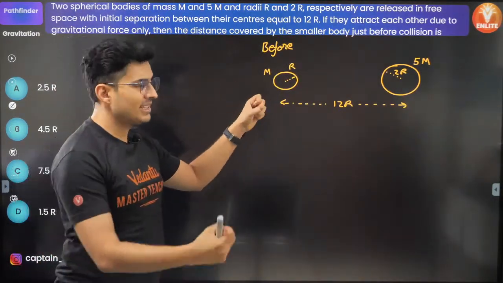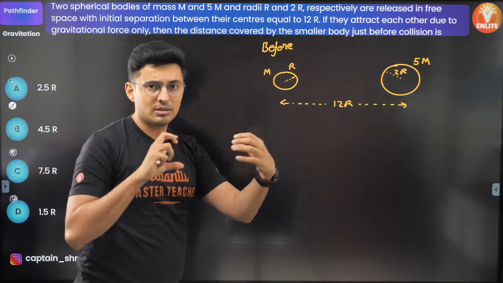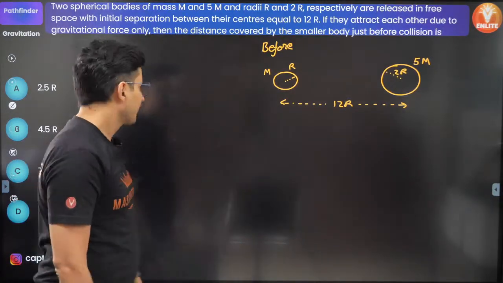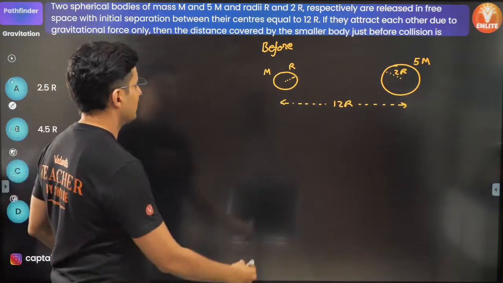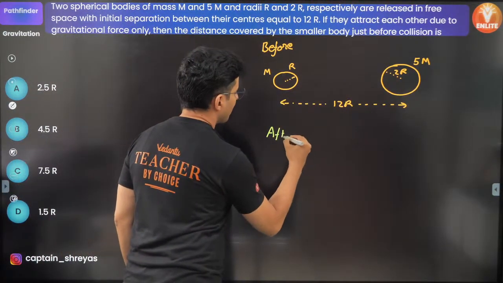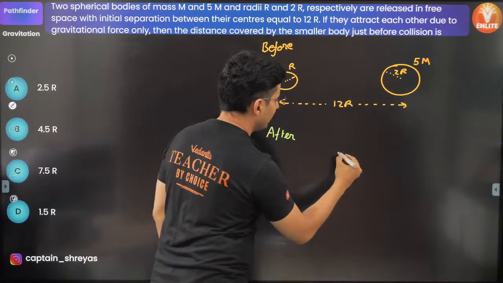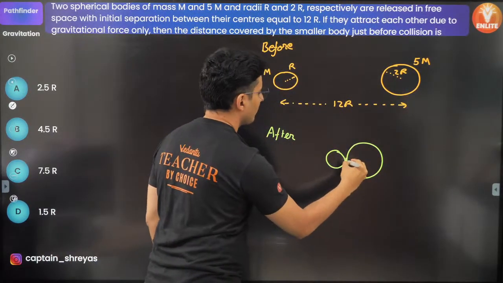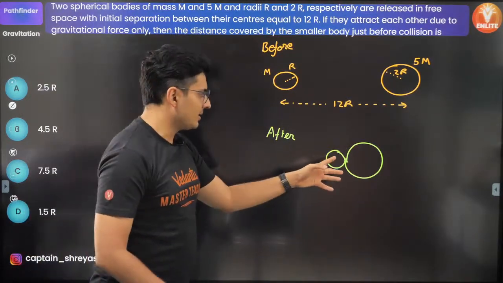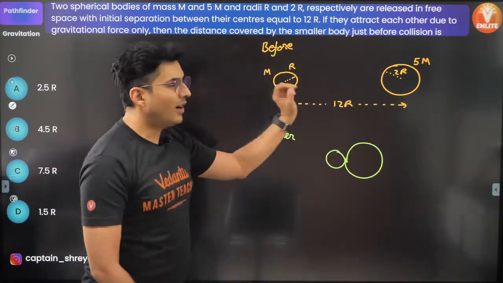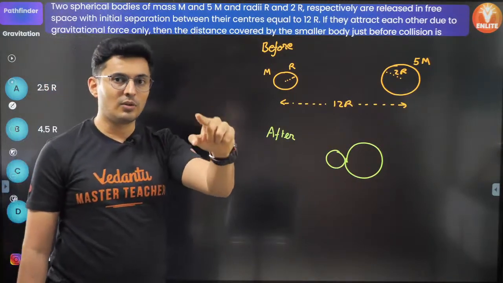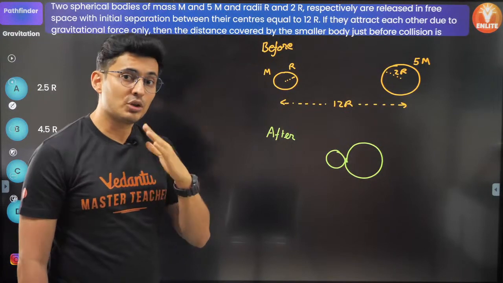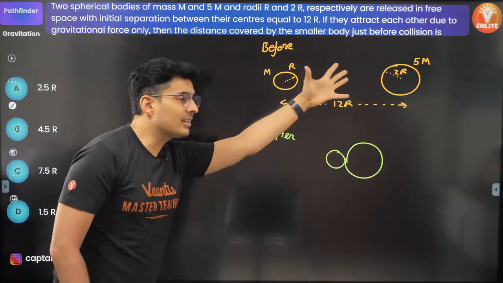Now, what happens? They are released because of their mutual gravitational force. They attract and they collide. Afterwards, they will collide and it will probably look something like this. Now, in this process, when they collide, there is one thing which does not change, and that should click in this question. It's not directly mentioned, but you should understand it. What is that thing which does not change?